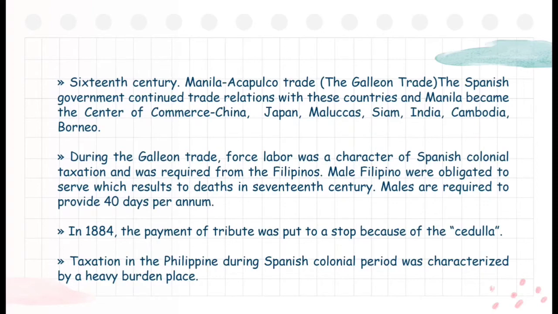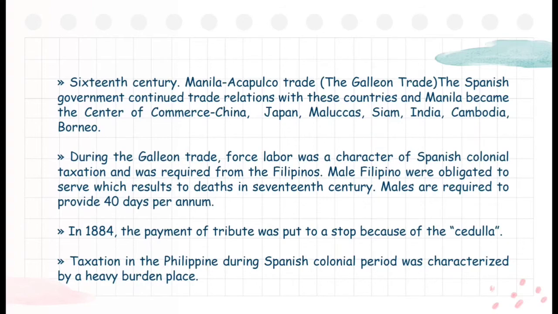So during the galleon trade, forced labor was a character of Spanish colonial taxation and was required from the Filipinos. Through the polo-polo system, male Filipinos were obliged to serve, yet due to the burden and an increase in the death rate of citizens, this changed later on. As the labor and services became lighter and were organized at the municipal level, labor provided was used in public works such as the building of roads and bridges, and some were made to serve the municipal office as their night guards.